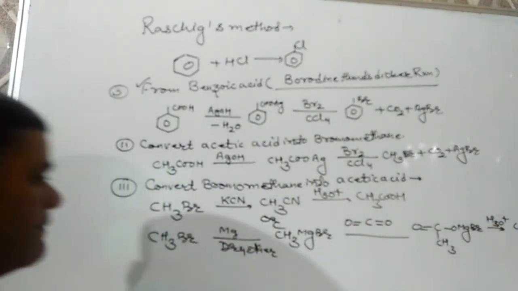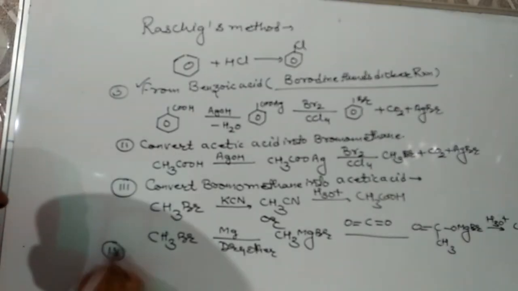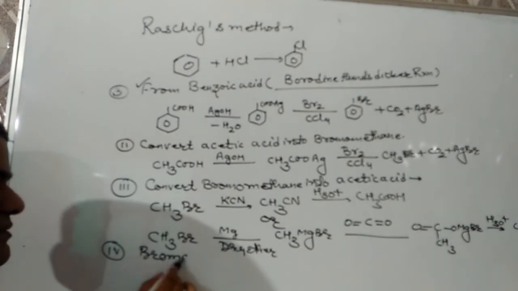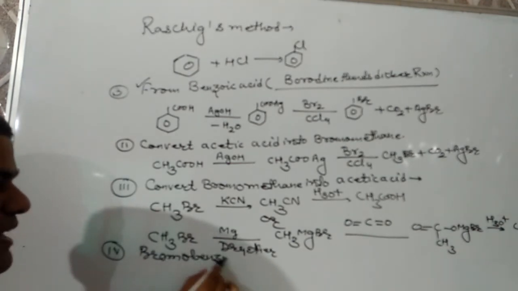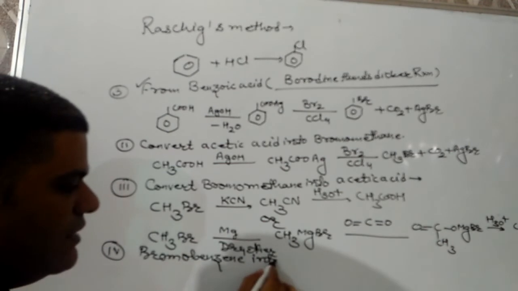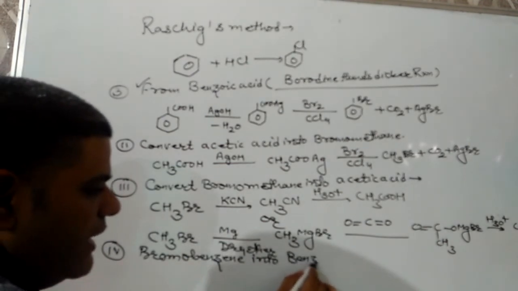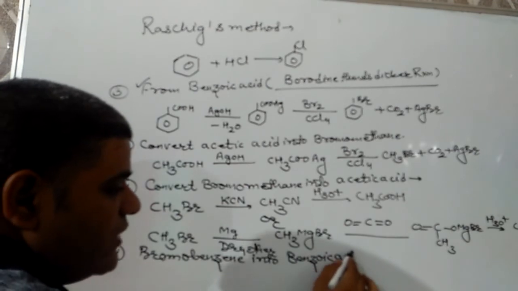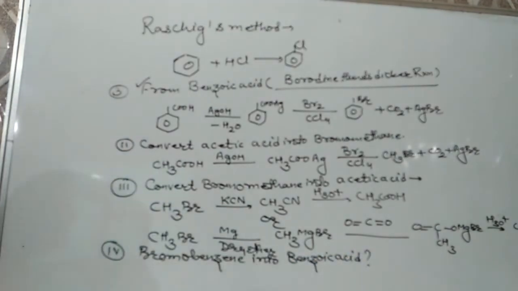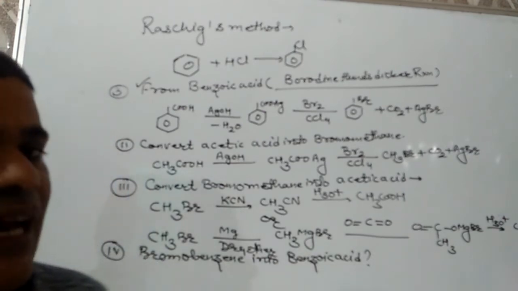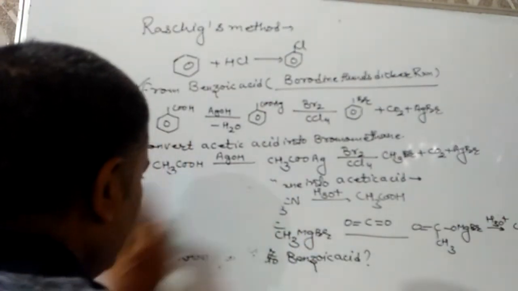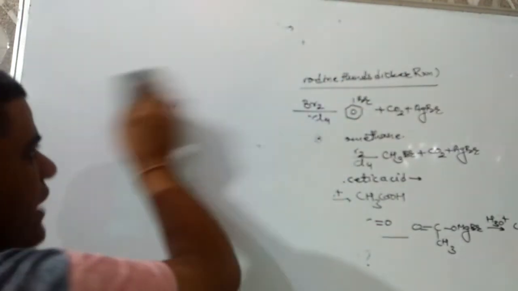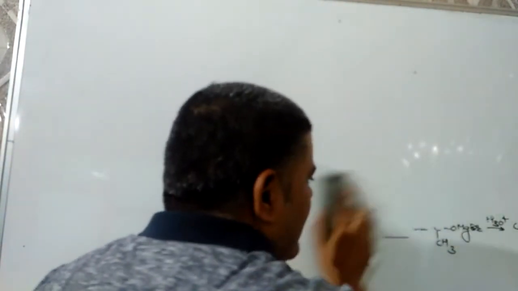And the fourth question can be: convert bromobenzene into benzoic acid. It is a very important conversion. Generally, students make the mistake of adding KCN here. But keep it in mind, haloarenes are less reactive than haloalkanes for nucleophilic substitution. Later on we will discuss this. Hence, we can't add KCN here.